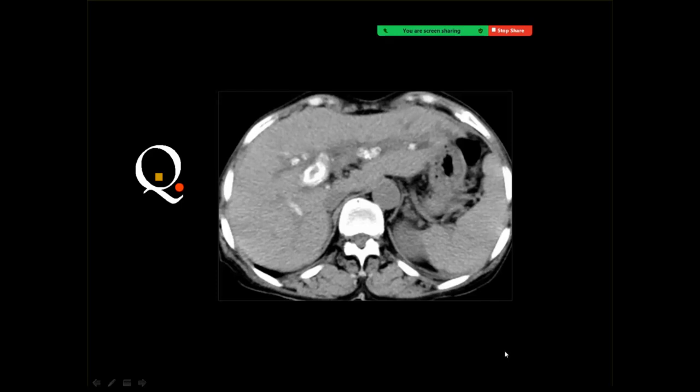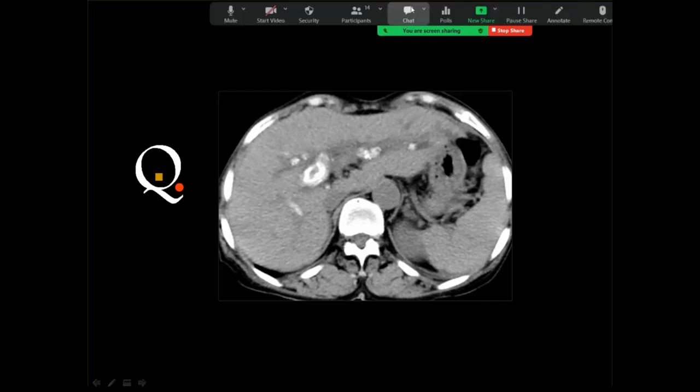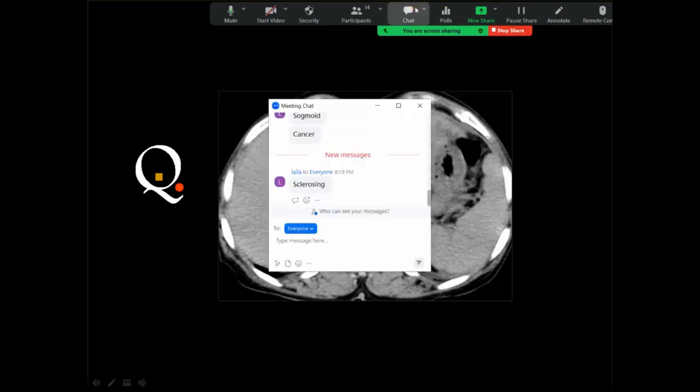Next case is CT of the abdomen without intravenous contrast injection. Cholangitis. Which type? Cholangitis, I have two types, sclerosing cholangitis and pyogenic cholangitis, or its other name is oriental cholangitis. What do you think?